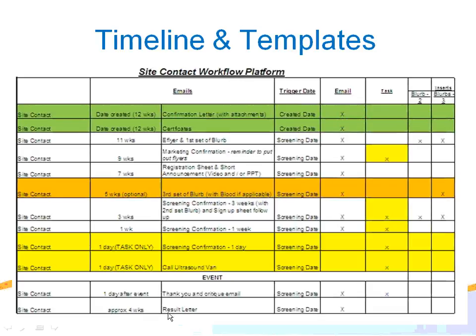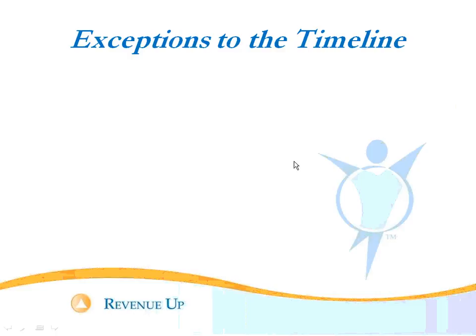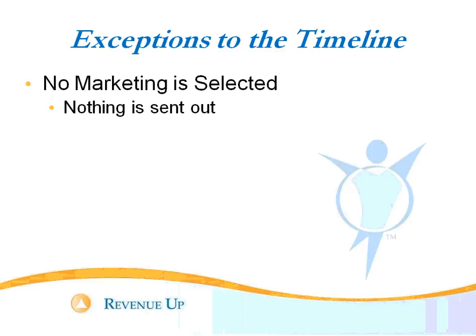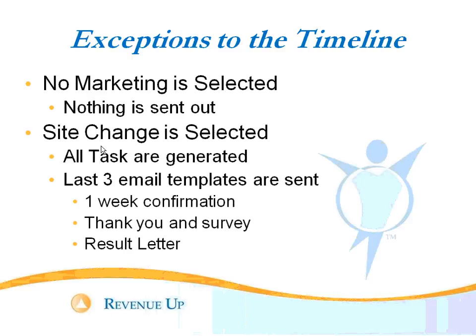And then finally, approximately 4 weeks, the result letter will go out. All right, exceptions to the timeline. So we just talked about when the timeline is going out. Let's talk about when it will not go out. Exceptions to the timeline. So when the no marketing checkbox is selected, nothing will go out at all. The site change, if that box is selected, then all the tasks will be generated and only the last 3 emails will be generated. So the 1-week confirmation, the thank you, and the survey, and the result letter.